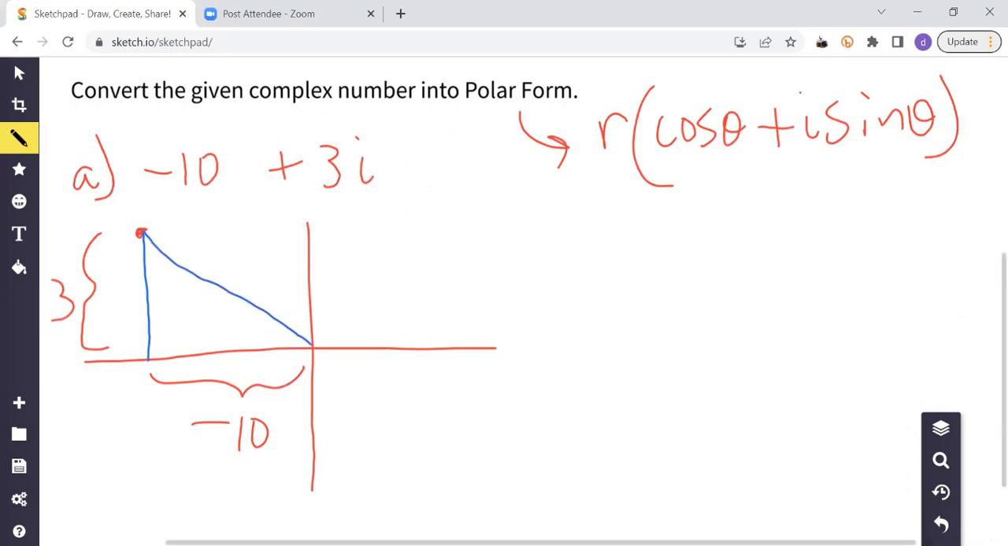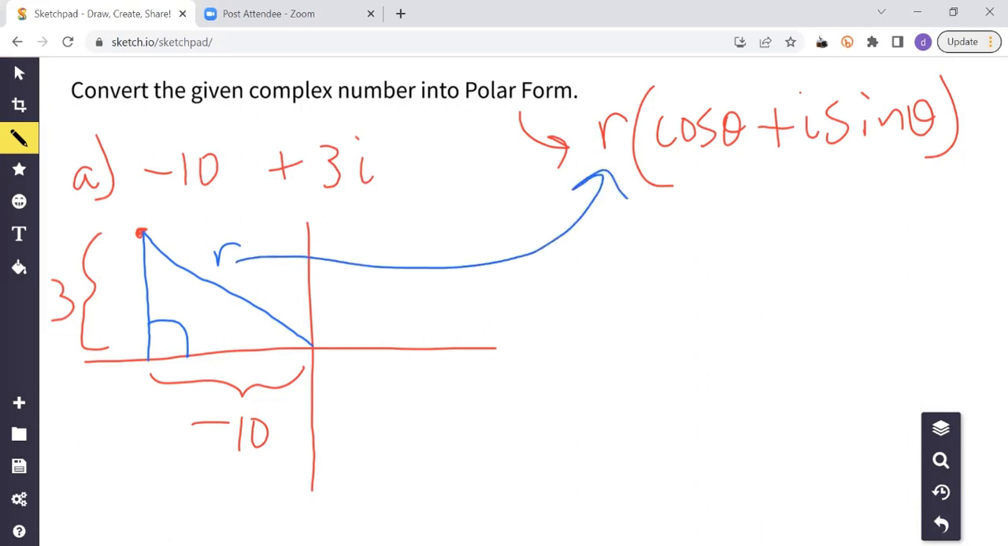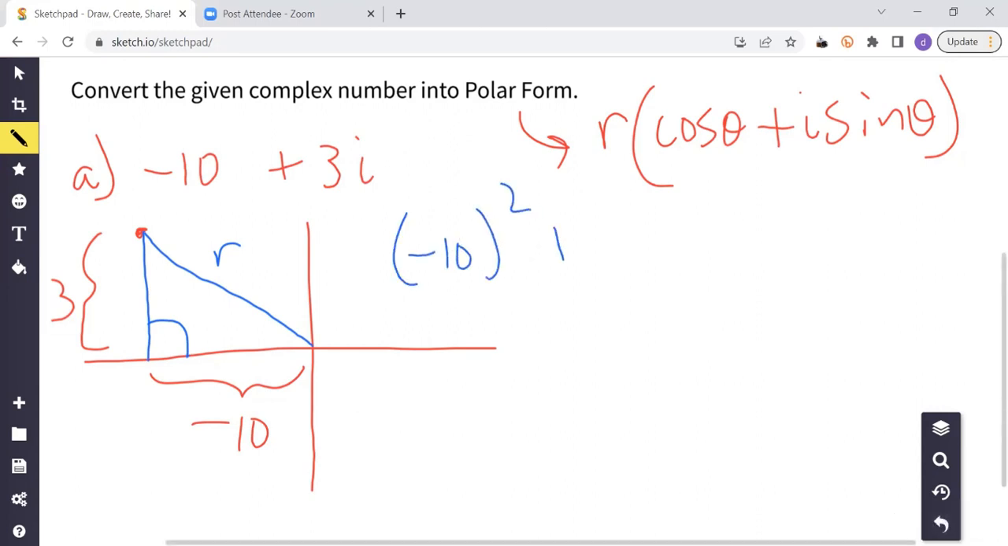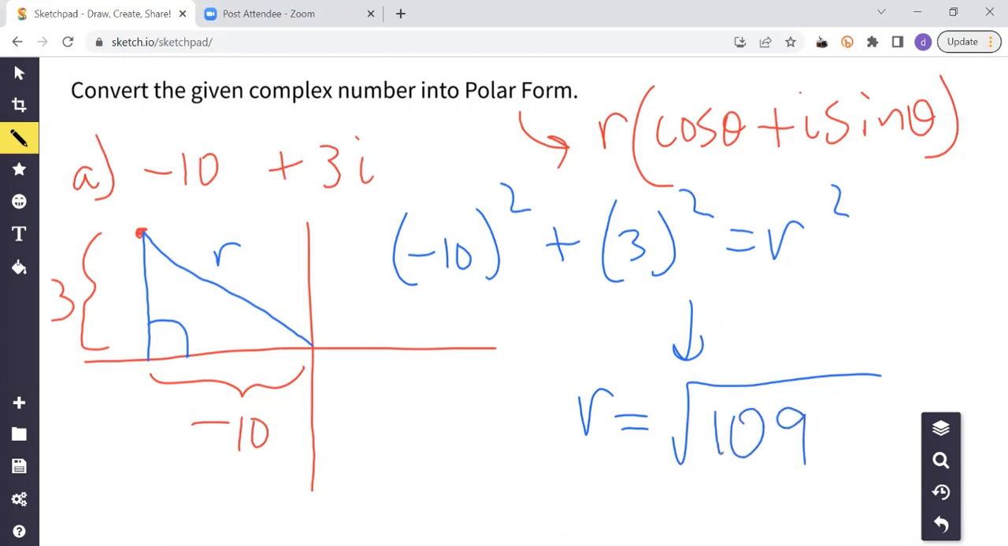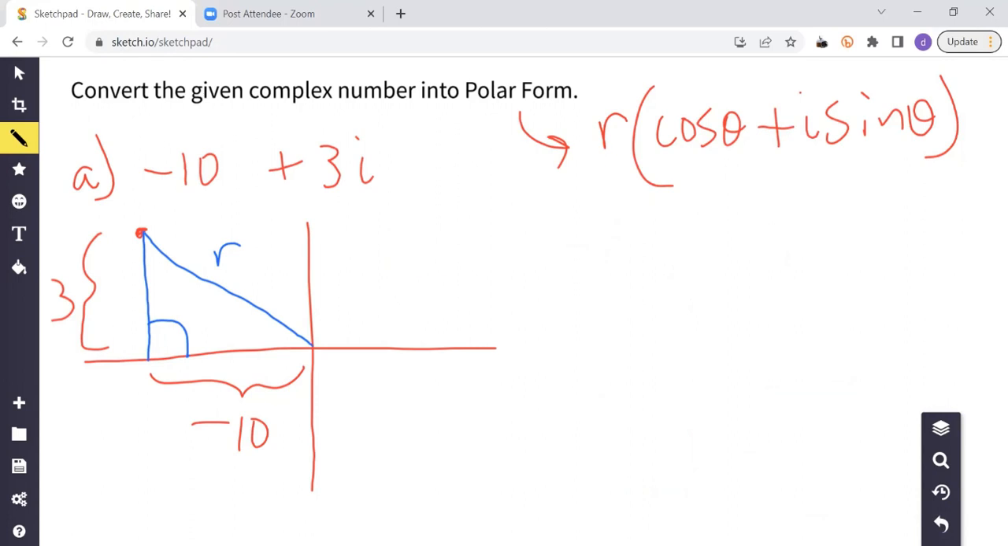Where we know that this is 90 degrees, and we know that the hypotenuse is called r. And whatever r is, we'll put it right there. So if you go Pythagorean theorem with parentheses around the negative 10, you will find that r is the square root of 109. And you want to leave it like that. Leave r the square root of 109. So let's get this out of the way. We know that r is the square root of 109.